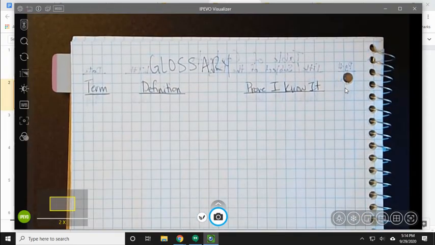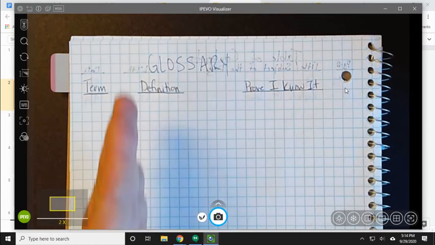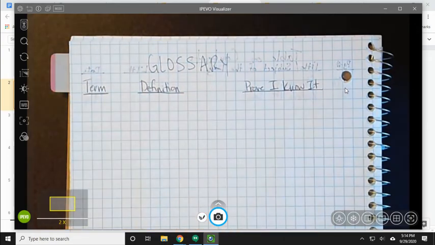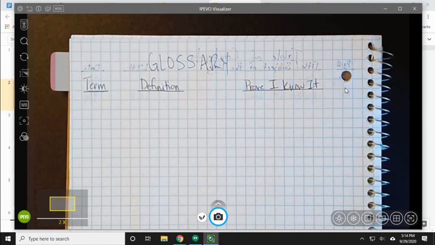Your glossary will look like this. You put in your glossary term, definition, and then a section for prove I know it. When I'm doing this on my own, I usually draw in lines that divide this way. That is up to you whether you want to do that or not. So that's the notebook setup that you need to do for the beginning of this unit.